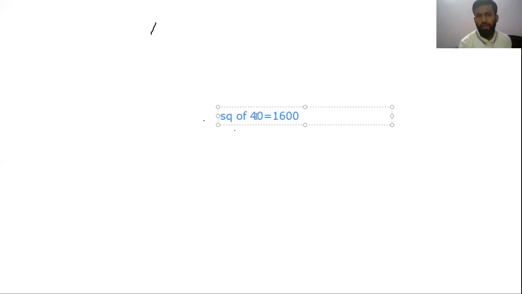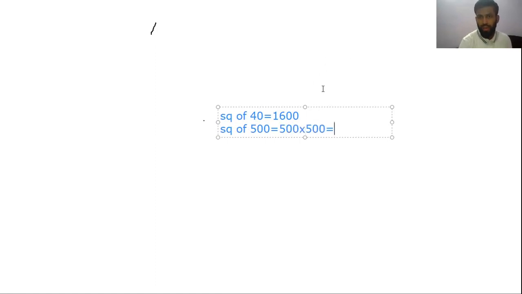So how many zeros would be there? Just take double of the last digit. If there is 1 zero in 40, then there would be 2 zeros in its square, right? Like the square of 500, meaning 500 into 500: how many zeros would there be in the square of 500? If there are 2 zeros in 500, then there would be double, meaning 4 zeros in the square of 500, right? Because the square of 500 means 500 into 500.